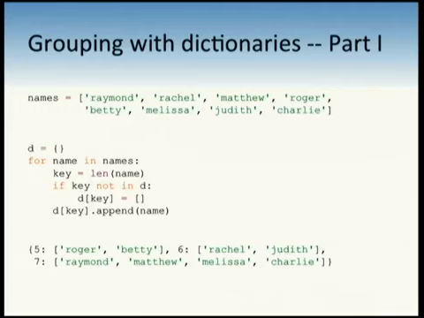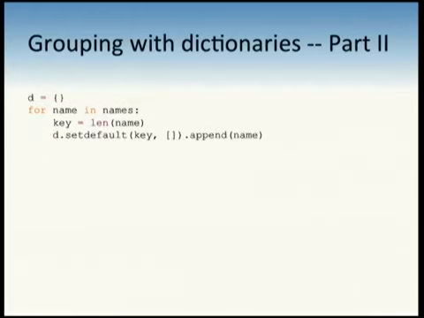By the way, if you're grouping by anything else, you only need to change the key line. Maybe the key is name[0]. That will group people by the first letter. Name[-1]. Key could be the number of E's in the name. You can group by just almost anything using this idiom. There's a better way, though.